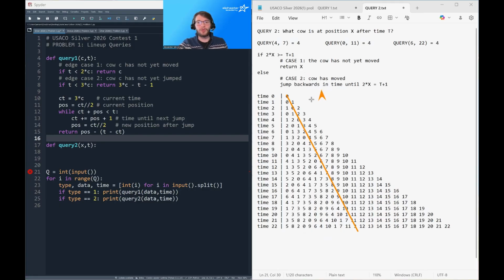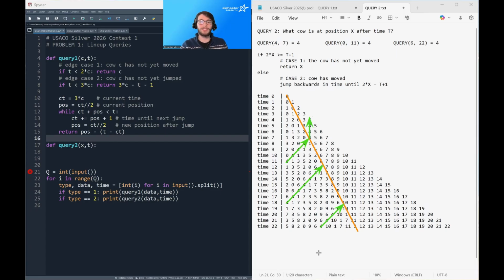The key idea is we want to jump backwards in time until we reach precisely a value along this orange line, which corresponds to 2 times x being equal to t plus 1. If we were to draw out the path of 4, we can see that 4 starts along this diagonal, goes up, hits the orange line, teleports to the beginning, goes up, hits the orange line, teleports to the beginning, and then lands exactly on the orange line. And we can see this is where 4 started from. So we want to trace out this green path in an efficient manner.